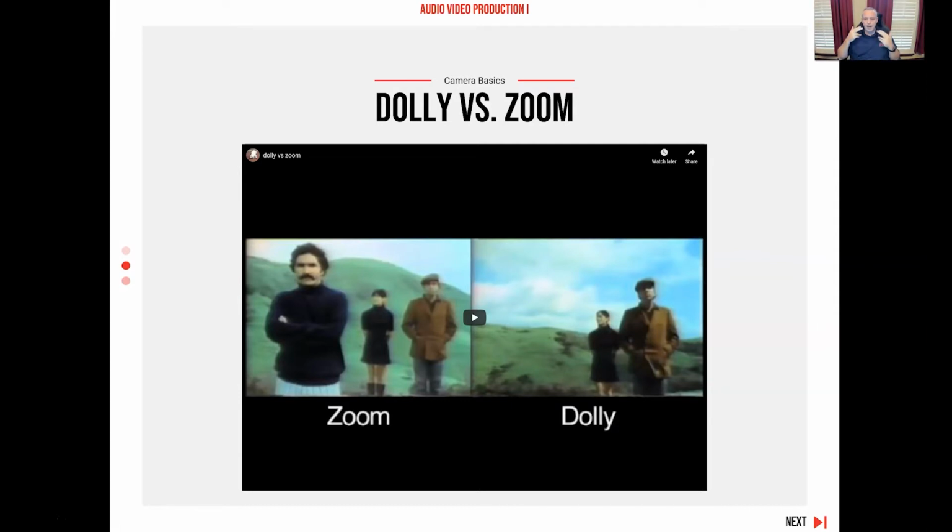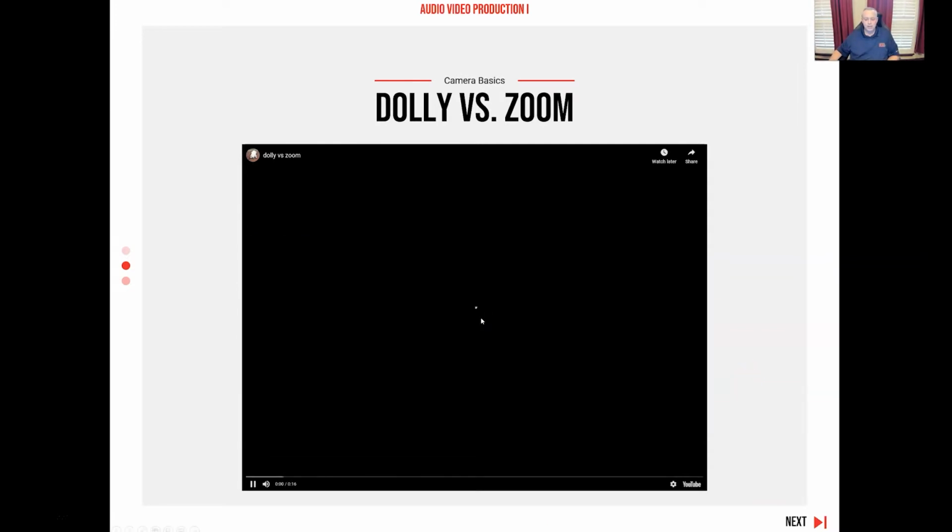And if we can't do it with our eyes, which is natural, then we have to have some reason to do it with the camera, because it's going to be weird doing it with the camera. So here in this little video, you're going to see the difference between a zoom and a dolly.